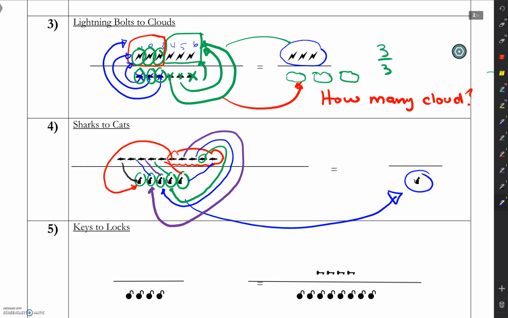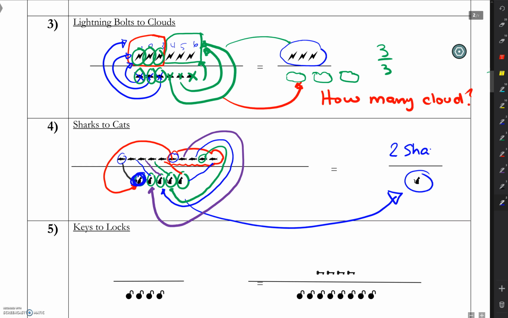And what do I end up with? Each cat will have how many sharks? Well, this cat has 1 shark and another shark, 2 sharks. So each cat will have 2 sharks. And I'm just going to write sharks because I don't know how to draw a shark.